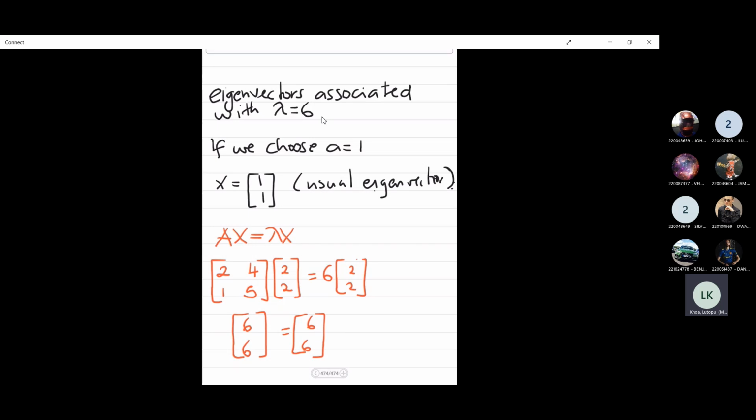So with this one, when our eigenvalue was 6, we said any column matrix that looks like this, A, will be an eigenvector, and this one we call the usual eigenvector, where we let A equal 1. So we have 1 1, you can make it 5 5, 10 10, and so on, and you will see that any column matrix of this form will satisfy this equation. So I hope you got the associated eigenvector.